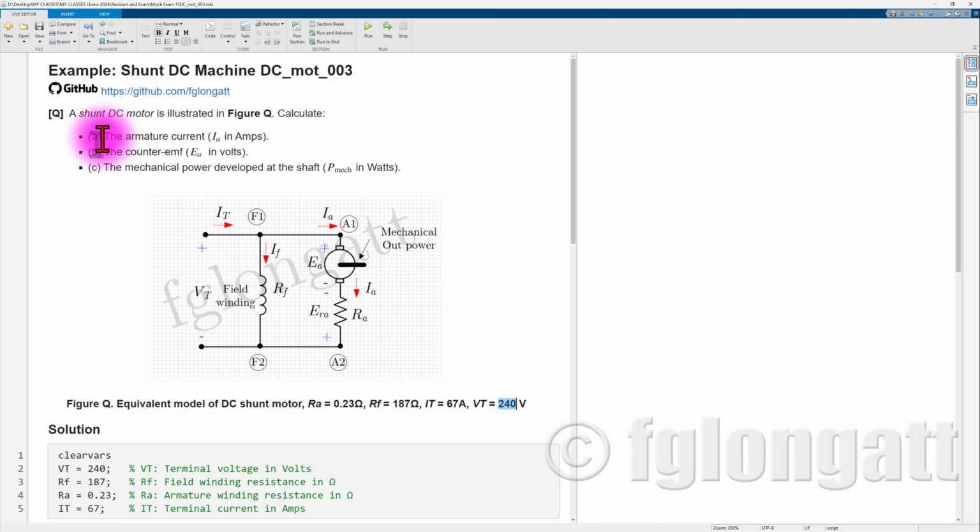There are three questions, A, B, and C. Question A is to calculate the armature current in amps. Then in question B, calculate the counter EMF in volts. And finally, question C, very simple but very important, is to calculate the mechanical power developed at the shaft, in this case in watts.